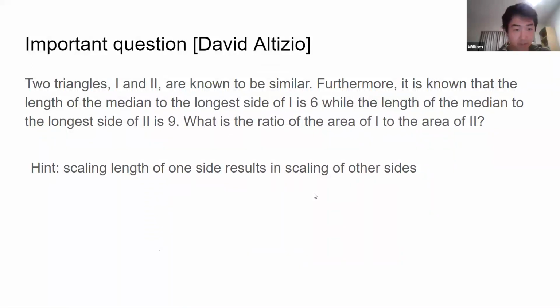So here's the question. Two triangles, I and II, are known to be similar. Furthermore, it's known that the length of the median to the longest side of I is 6, while the length of the median to the longest side of II is 9. What's the ratio of the area of I to the area of II? I'll give you guys 2 to 4 minutes to think.